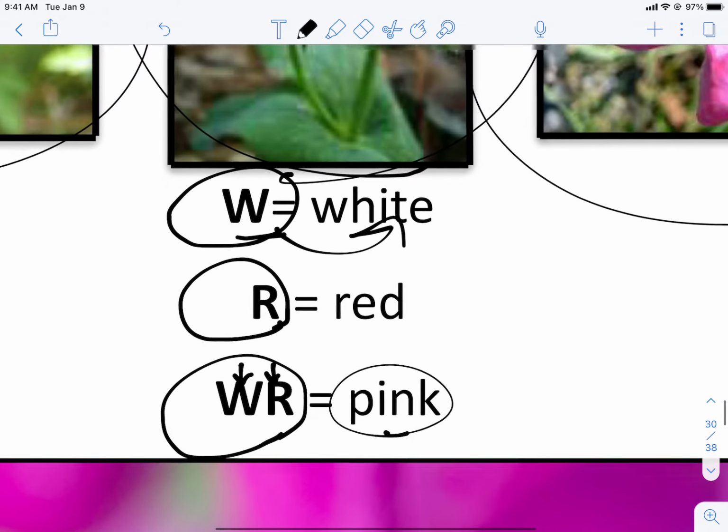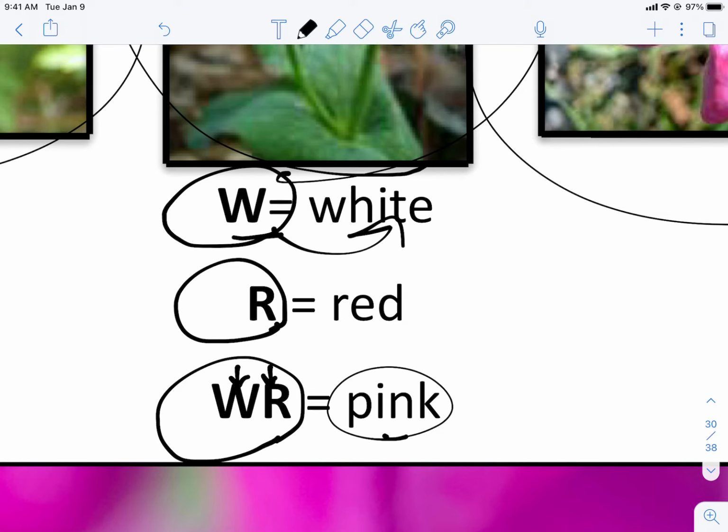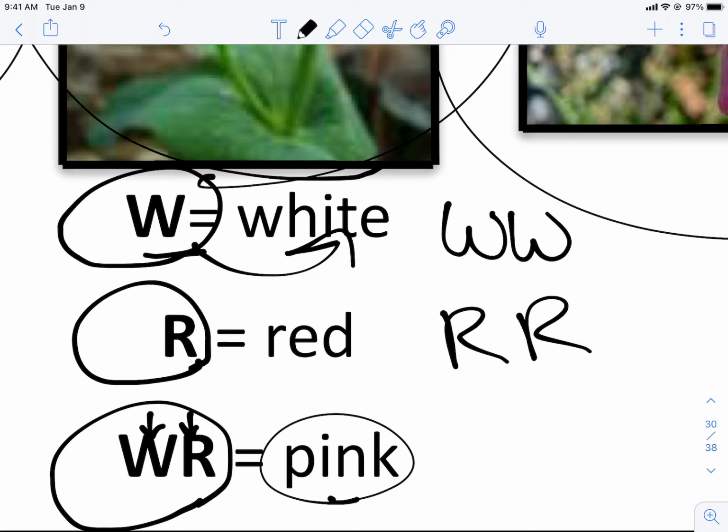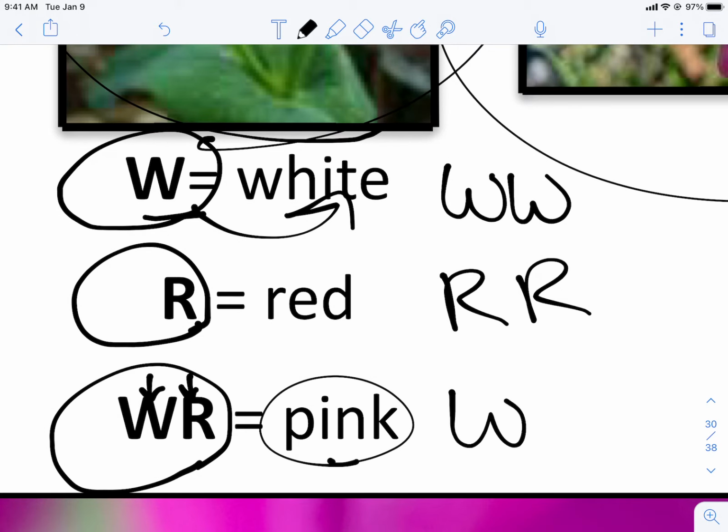So what would it look like if you had red or white then? If W is the allele for white, the only way you can be white for a genotype is to have two W's. To be red, the only way you can be red is with two R's. And then, of course, the only way to be pink is WR. So there are three genotypes for three phenotypes.